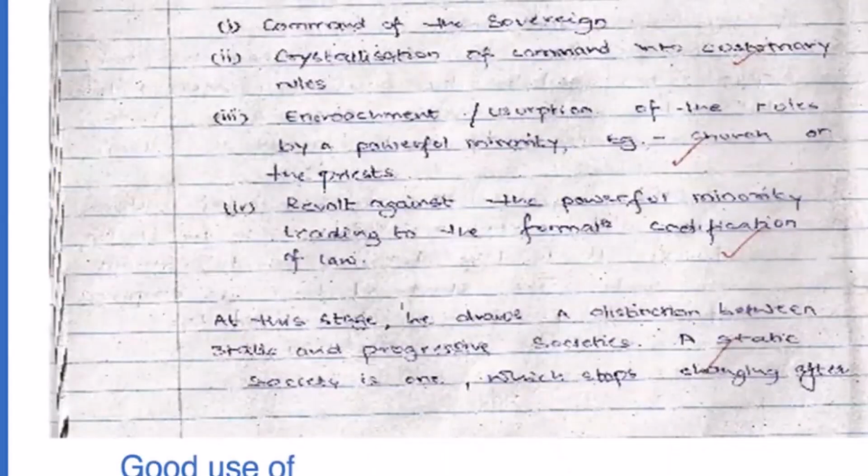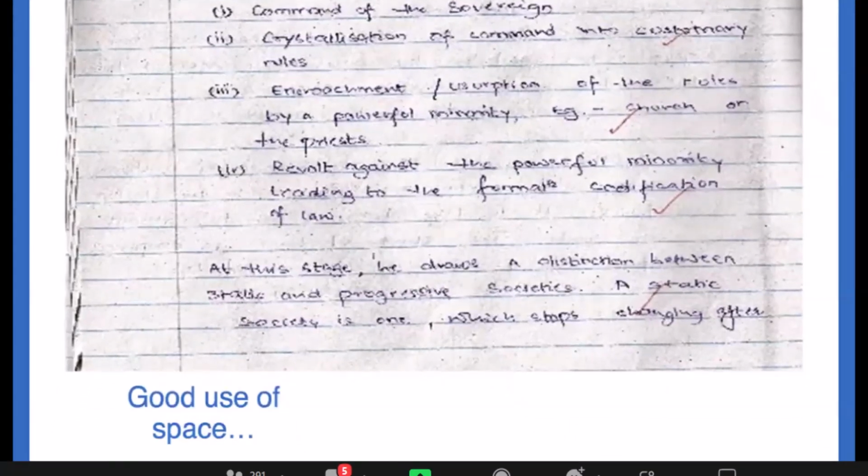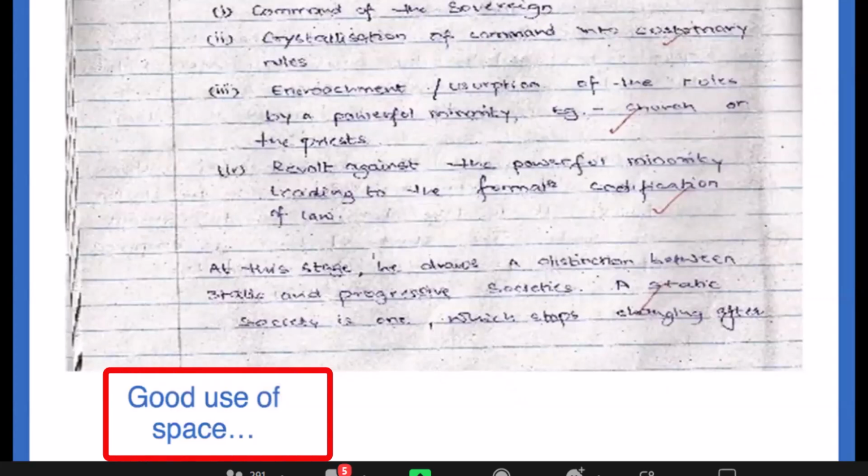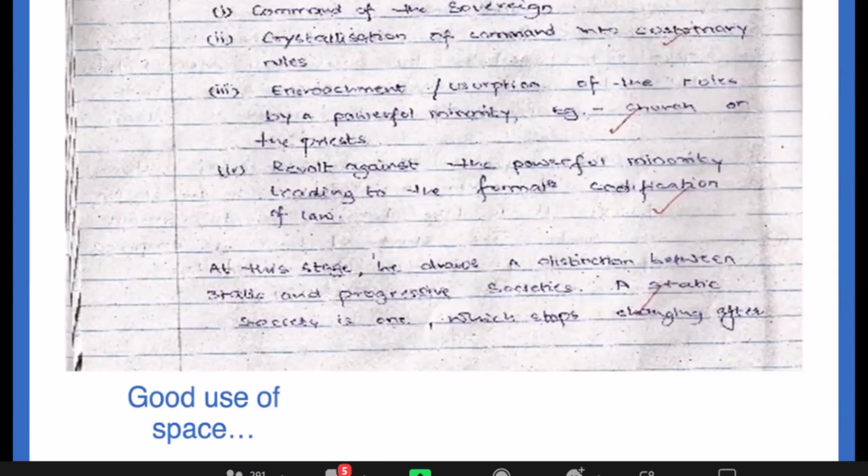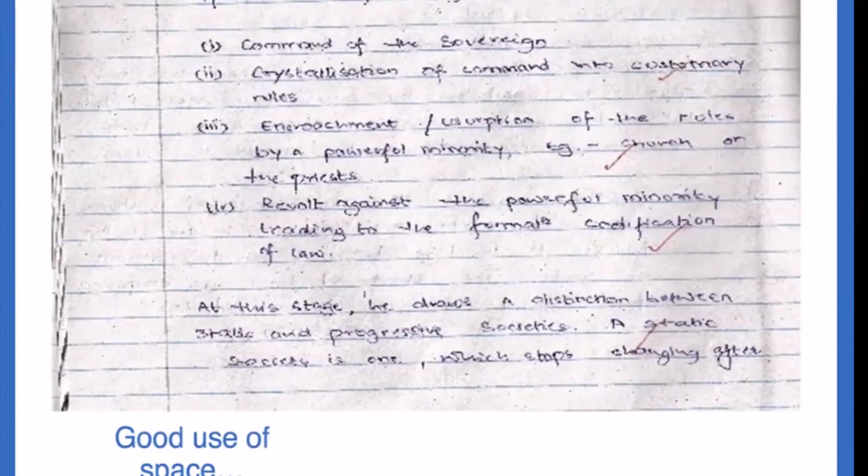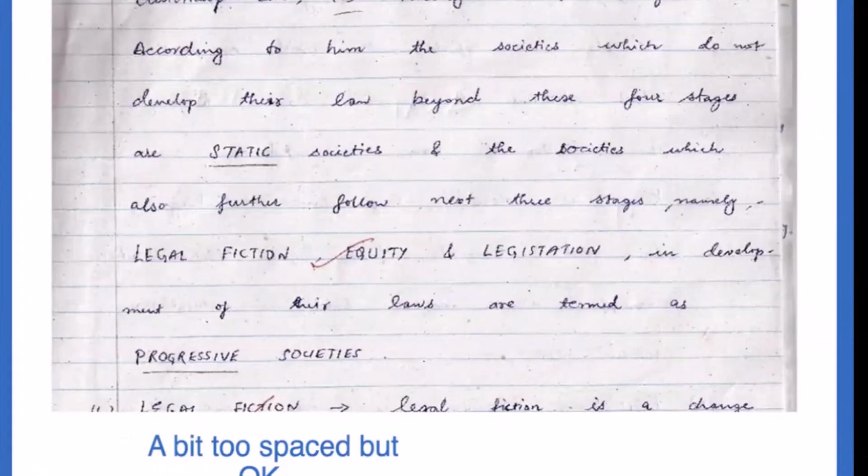So it is good. Law is the command of the sovereign. Okay, Sir Henry Maine, evolution of law. Again, jurisprudence. Good use of space. One line, as you can see, has been left, and then the content begins. Then again, 1, 2, 3, 4, there is a line space, and then the next para begins. A bit too spaced out, but it's okay, because I believe the candidate was aware that her or his handwriting is very small, and that's the reason why it has been spaced out.